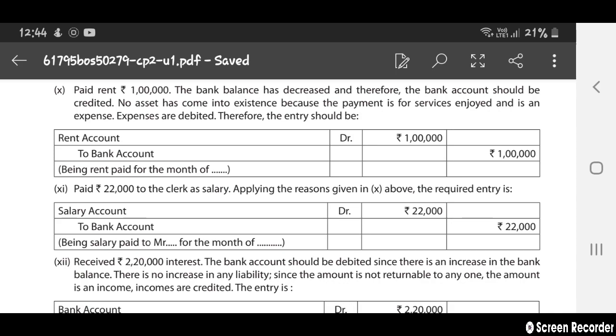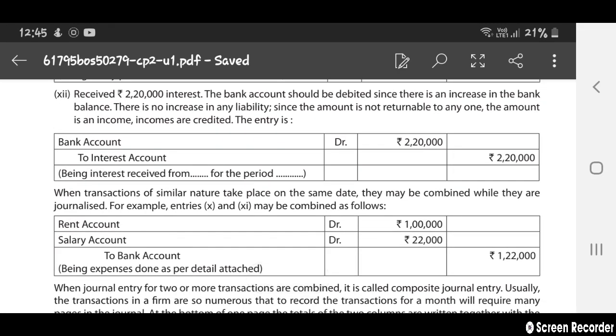Next question: you have paid rupees 22,000 to the clerk as salary. Giving this reason, you have to write the entry. Salary account debit, rupees 22,000, To Bank account, rupees 22,000, being salary paid to Mr. so-and-so, and you have to write the month for which you are paying the salary in that journal.